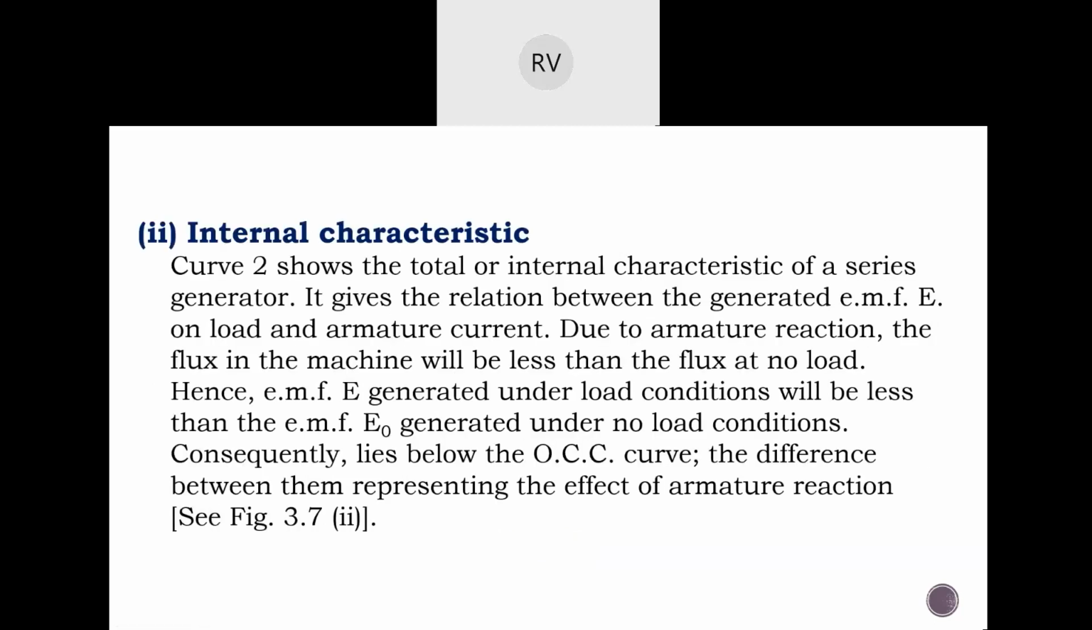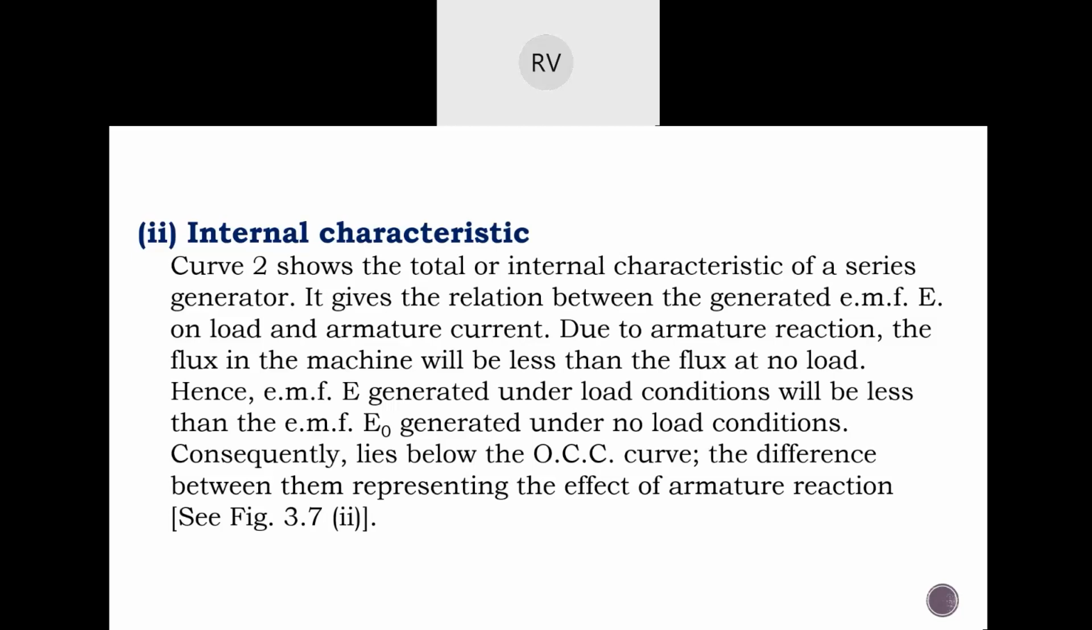So due to the armature reaction, the flux in the machine will be less than the flux at no load. You know what is meant by armature reaction, right? It is the reaction of armature flux and field flux. Hence, the EMF E generated under load conditions will be less than the EMF E0 generated under no load conditions. That is what we have seen.